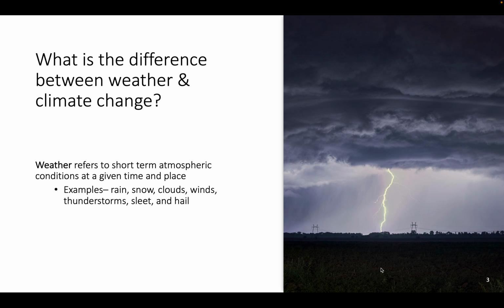So first, let's take a look at what is the difference between weather and climate change. Weather refers to short-term atmospheric conditions, defined as a state of the atmosphere at a given time and place with respect to variables such as temperature, moisture, wind speed and direction, and barometric pressure. For example, on the news for the weather forecast, you may hear about changes in rain, snow, clouds, winds, thunderstorms, sleet, and hail.